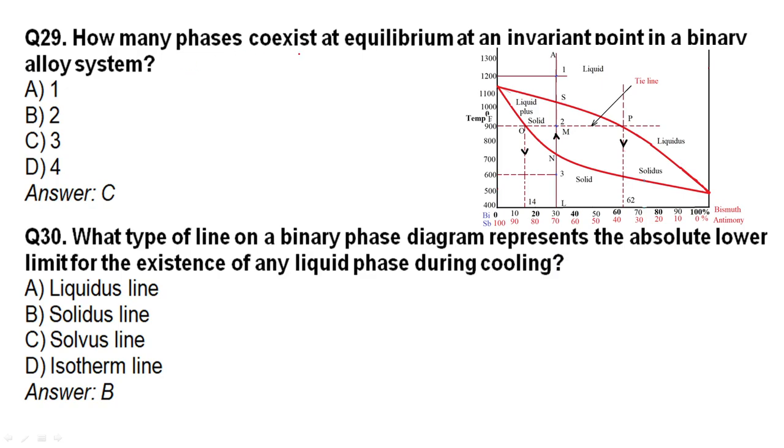How many phases coexist at equilibrium at the invariant point in a binary alloy system? Four options are given: 1, 2, 3, 4. So the answer is 3. Generally three phases coexist in equilibrium at the invariant point.